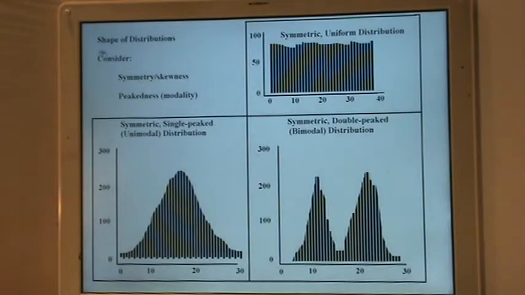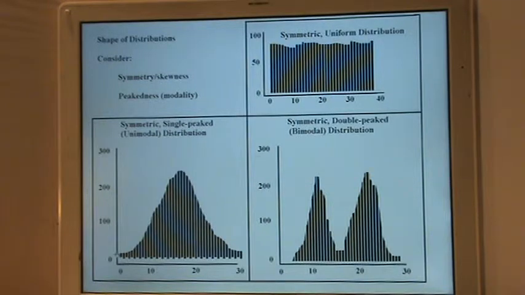Okay, now shapes of distributions, we want to consider the symmetry. Is it symmetrical or is it skewed? And the peakedness, in other words how high it is, what are the peaks in the data. If we take a look up at this particular data, this is very symmetrical data, and it is uniform. The distribution is uniform. The data is almost all identical. So this is symmetrical and very uniform.